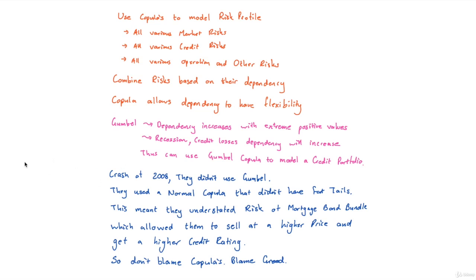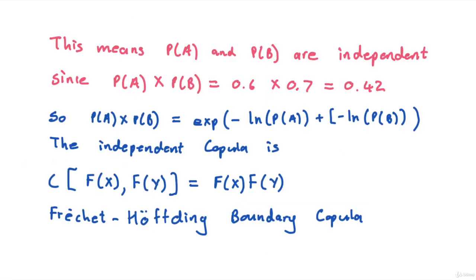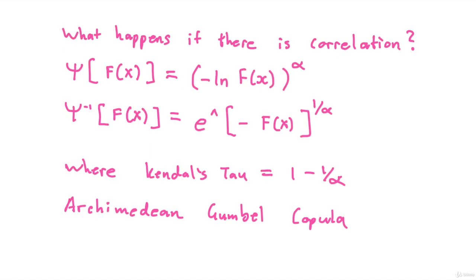We are going to be exploring these boundary copulas in a lot more detail. We're also going to be looking at these Archimedean copulas in a lot more detail. But before we do that, let's focus a little bit more on the theory, something known as Sklar's theorem. So we're going to be talking about that in the next video.